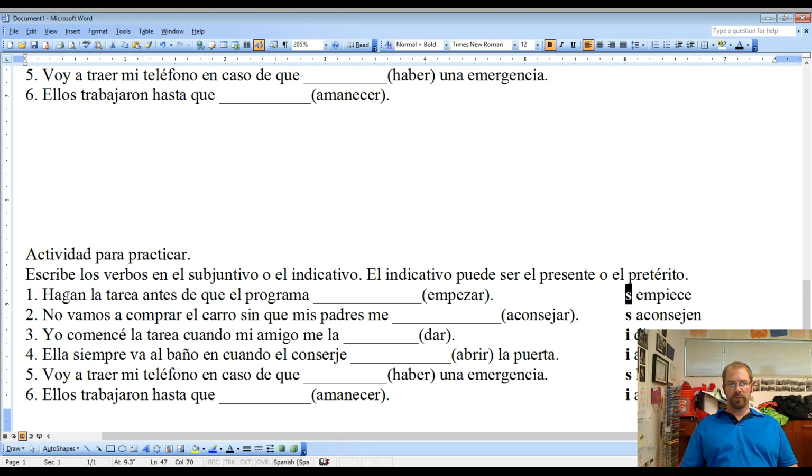Number five, I'm going to bring my phone in case there's an emergency. Will there be an emergency? I don't know. So there's doubt. So it's going to be subjunctive, haya. And then the last one, number six, ellos trabajaron hasta que. So they worked until dawn. This is just stating a fact. They did this until this happened. So it's the past tense. I'll put amanecer in the preterite, which would be amaneció.